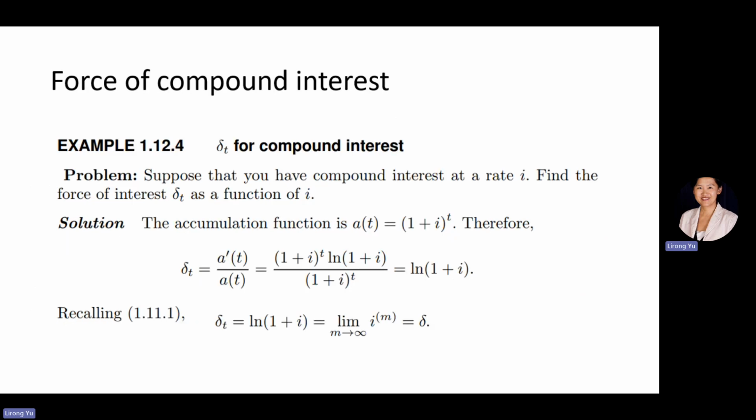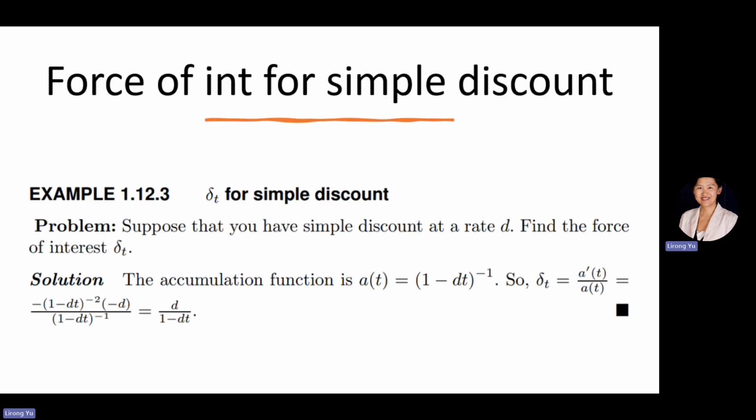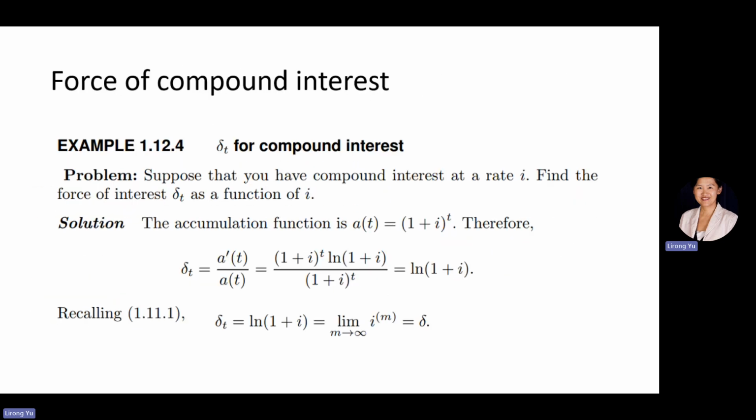And the third example is if you have a compound interest, then your force of interest is the natural log of 1 plus i, and that i is your annual effective interest rate. These two are equivalent. So an interest rate of i is equivalent to a force of interest, an instantaneous interest, of ln of 1 plus i. And this is the only constant force of interest. For all the others, the force of interest will change based on the time t.